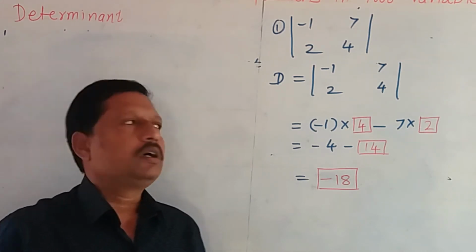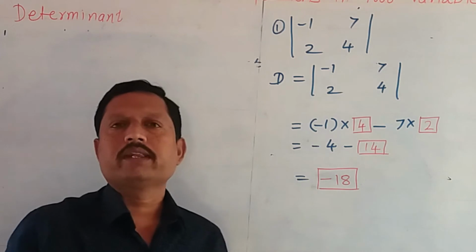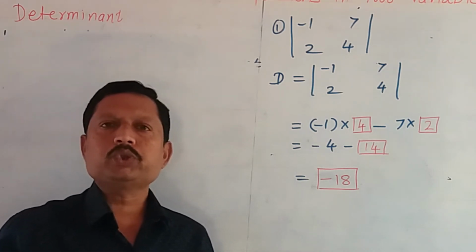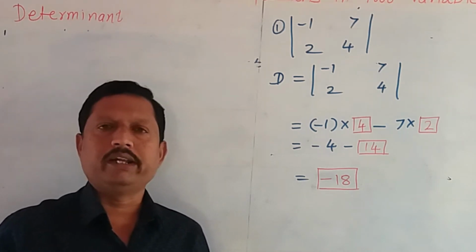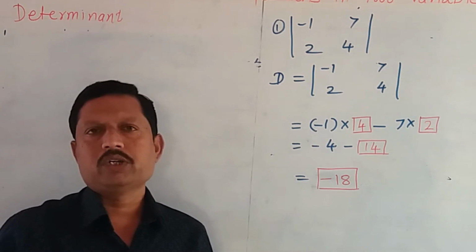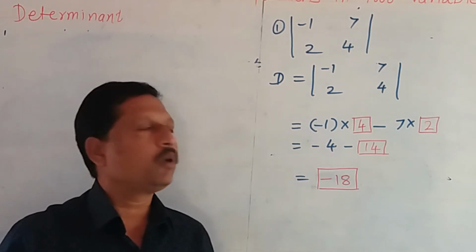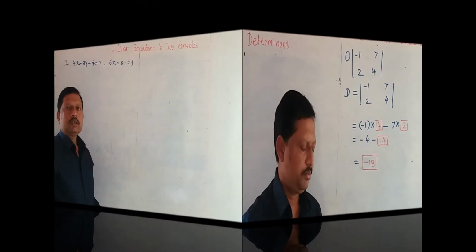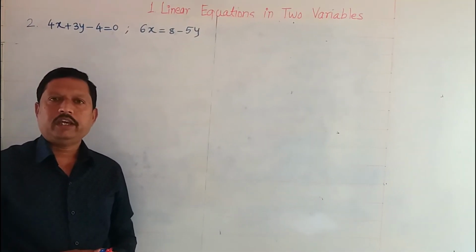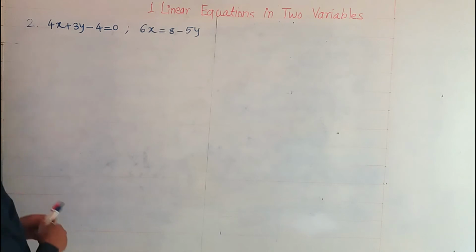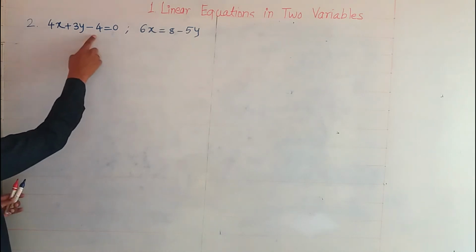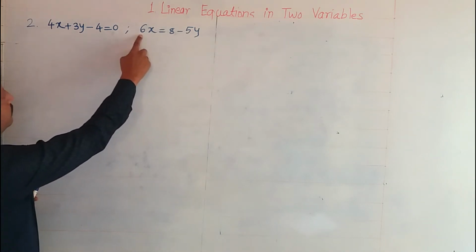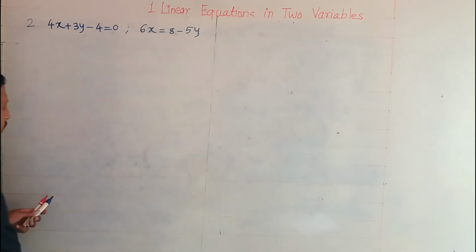Now this determinant is used to find the solution of linear equations in two variables. So let us see the example. How can we solve the example with the help of the determinant? The second example, 4x plus 3y minus 4 is equal to 0 and 6x is equal to 8 minus 5y.